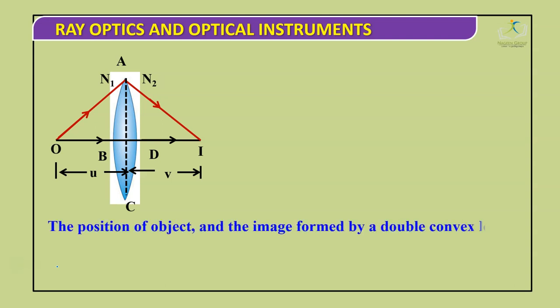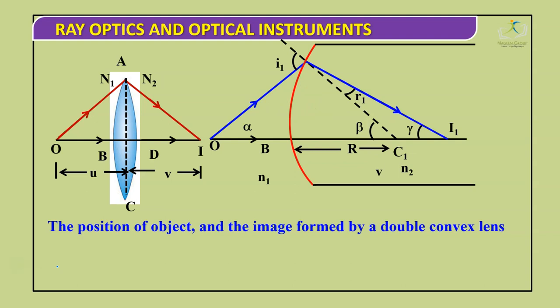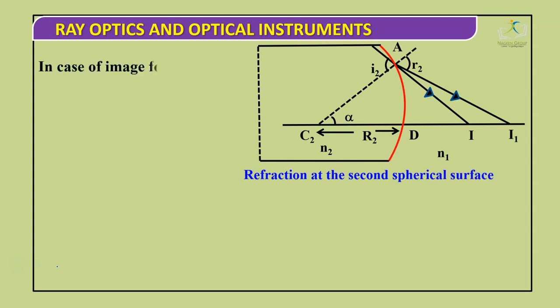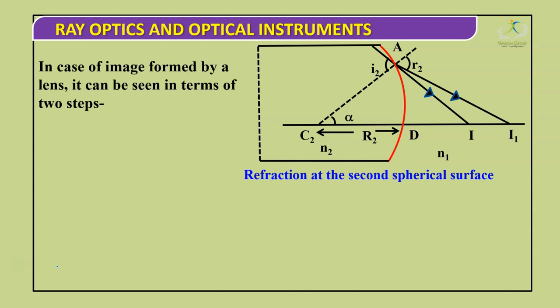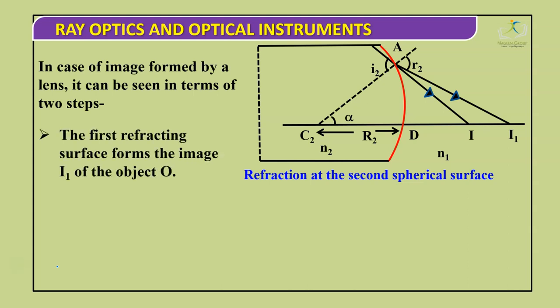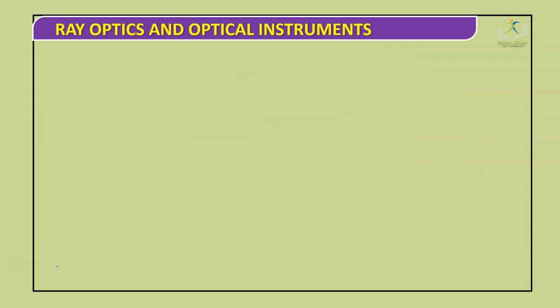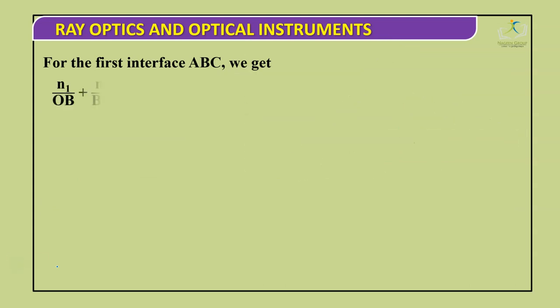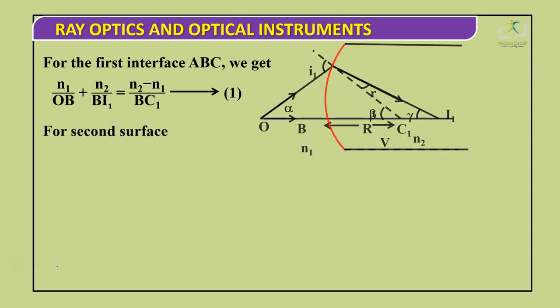The position of an object and the image formed by the double convex lens is like this. This is the refraction at the first spherical surface, and this is the refraction by the second spherical surface. From both surfaces, images are formed in two steps. The first refracting surface forms image I1 of O, and the second forms the image at I, with I1 acting as a virtual object. So for the first interface ABC we get this value, and for the second interface we get this value.